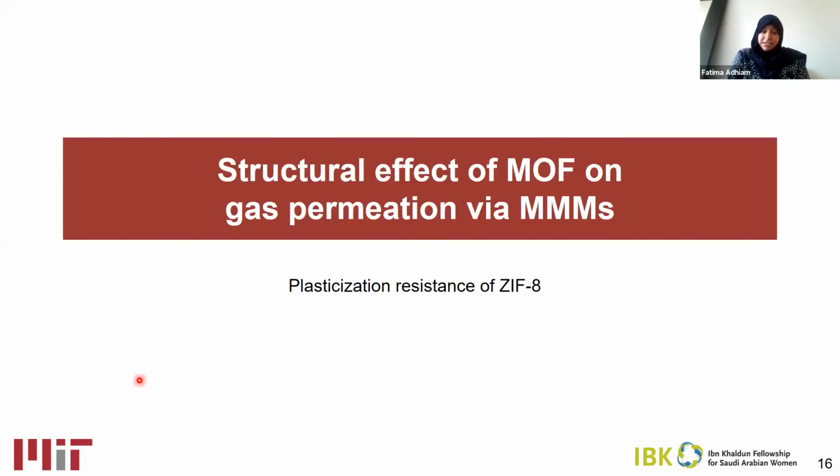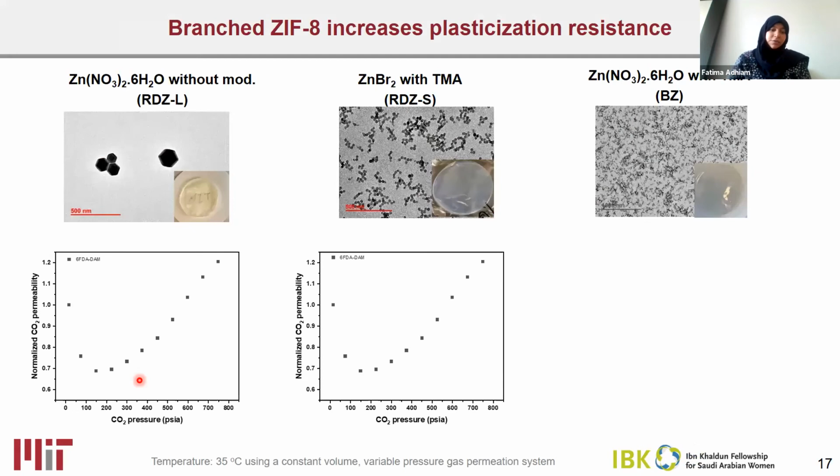And the plasticization resistance of ZIF-8 of these morphologies has been studied as well. As you can see here, this is the typical plasticization curve for the polymer itself. Initially, the permeability decreases up to 200 psi due to the sorption mode, and then the permeability significantly increases. This is actually unwanted behavior of the polymer, because it indicates that the polymer starts to swell with CO2 gas, which would negatively affect its performance in real applications.